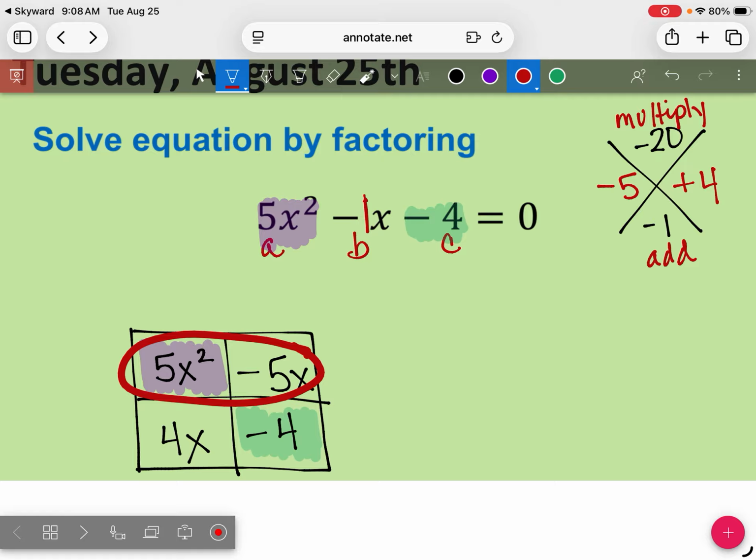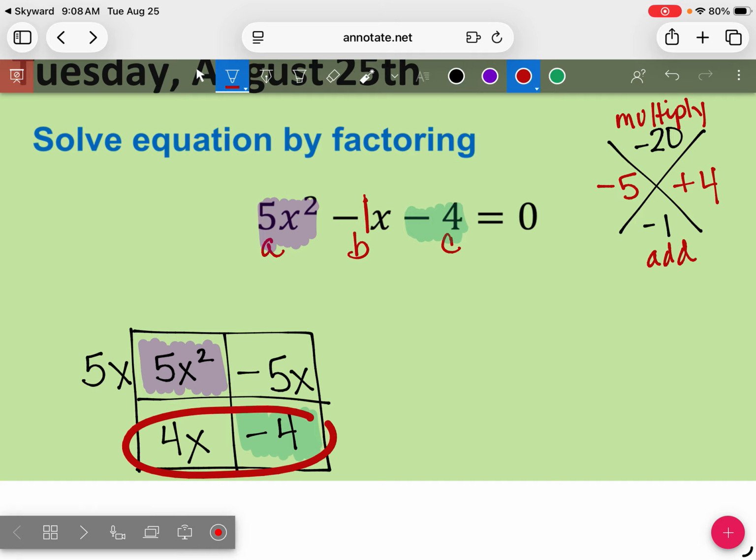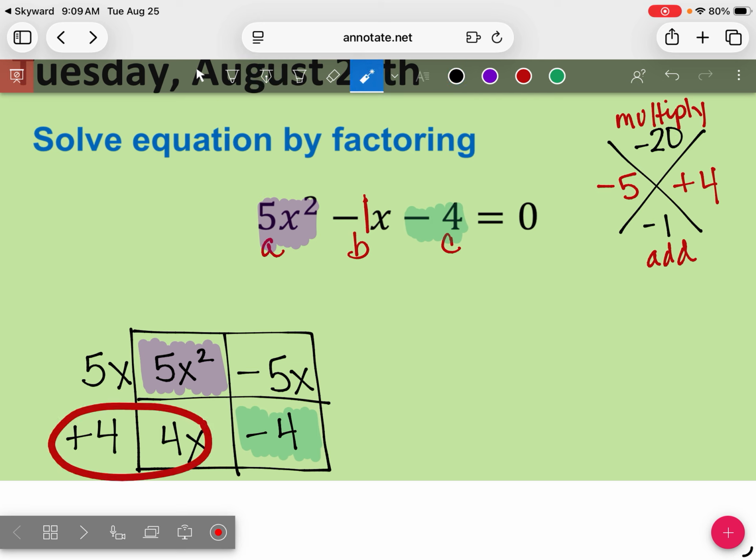Do you see how both of those squares have a 5 in there? What else can I take out that's in both of those squares? X, okay. So I'm taking out a 5x. Now let's look at these two squares. What number do both of those have? A 4. So let's take out the 4. It has to be positive because whatever the sign of the box it's touching has, it's going to have the same sign.